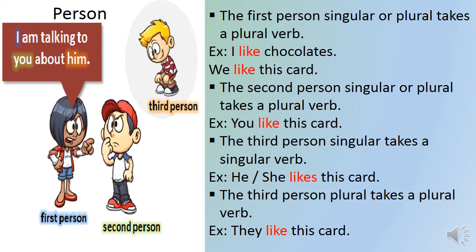So when we are talking about the third person, it becomes he or she or it. So that follows the basic rule, and that is the subject is followed by the singular verb. The third person plural takes a plural verb again. So that is also a basic rule. They, so that is actually pointing out to someone. So the third person subject they is followed by the plural verb.